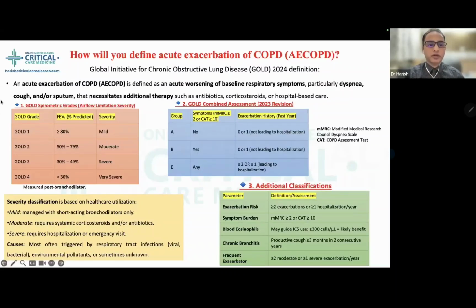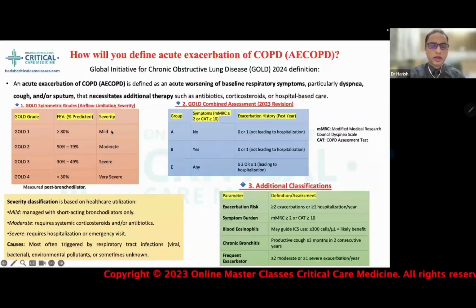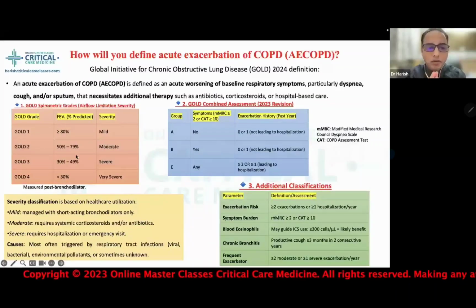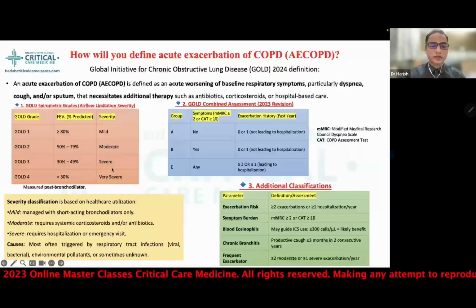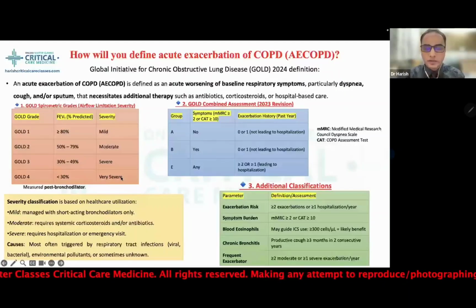See, GOLD spirometric grading, based on the airflow limitation, post-bronchodilator, grades 1, 2, 3, 4. So if the FEV1 percent predicted is more than or equal to 80%, mild severity; 50 to 80%, moderate; 30 to 50%, severe; less than 30% is very severe.